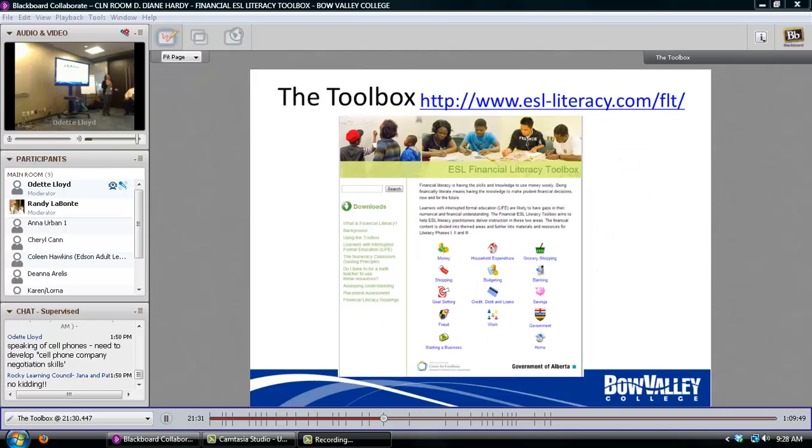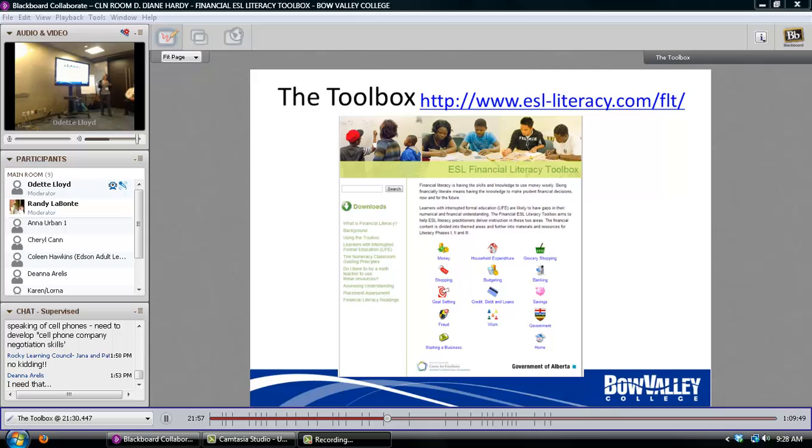So what we did is, after really looking at some of the challenges that our learners face, and taking a look at the content and the skills that we needed to address, we pulled together a group of our instructors. The majority of the instructors involved in this toolbox do work with learners interested in formal education.